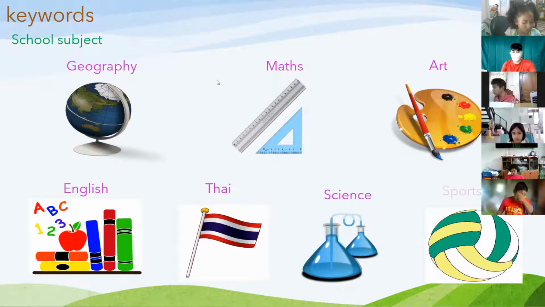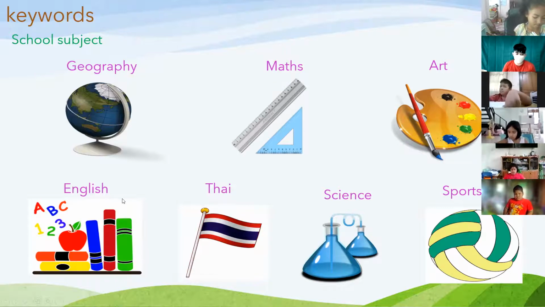Everybody, please read the keywords. Geography. We have the word math. English. Science. And sport. Geography, math, art, science. Okay, these are school subjects. This is what we call school subject. English, science, sports. Last time we discussed that already. Last time we discussed school subjects, right? Okay, let's proceed to this one.